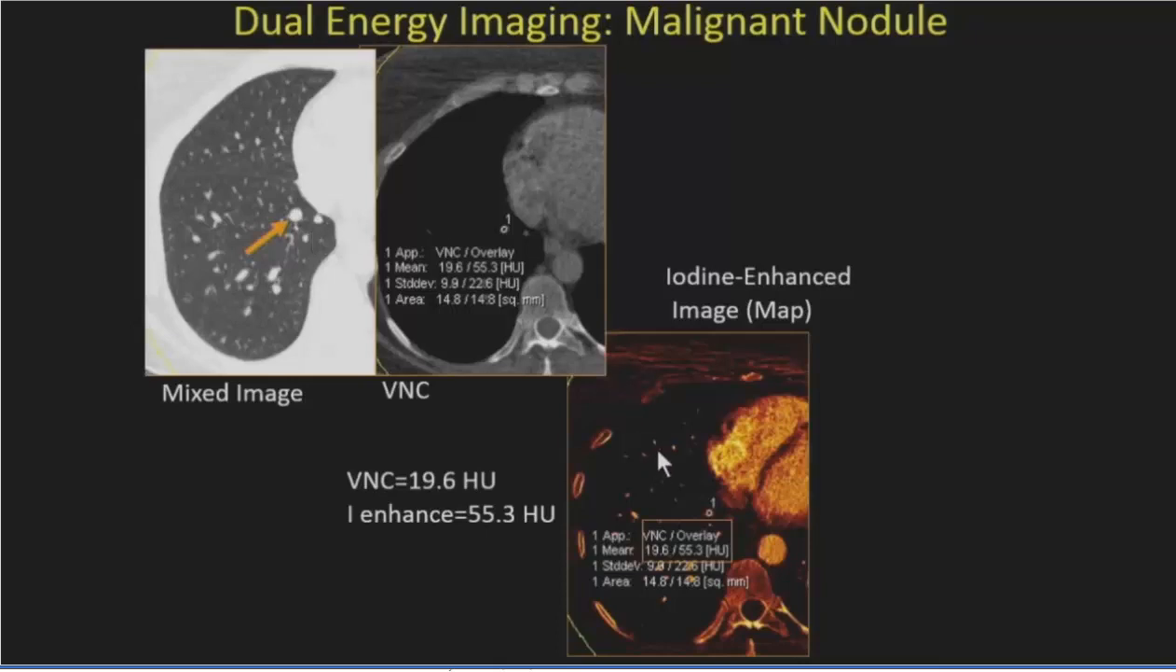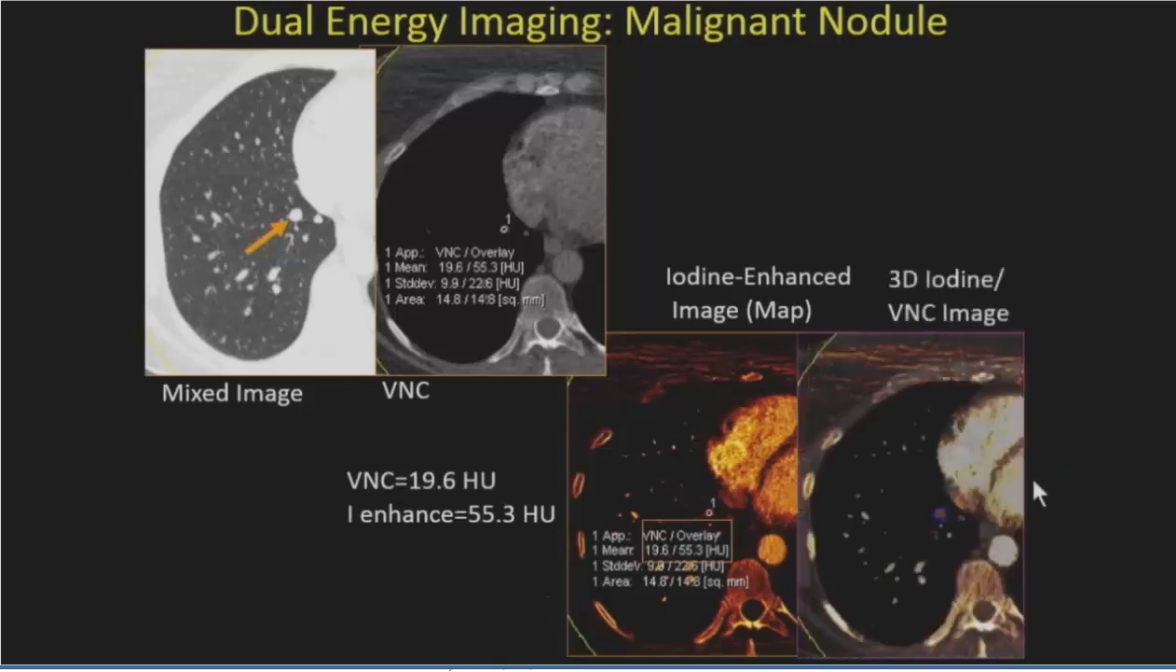And we can separate the image into its iodine and its non-contrast components. And in this case, this was a small nodule. The patient did have a history of melanoma. And we can see that the dual energy processing identified the pre-contrast values to be 20, so about soft tissue, and the iodine enhancement to be about 55. And this was a melanoma metastasis.